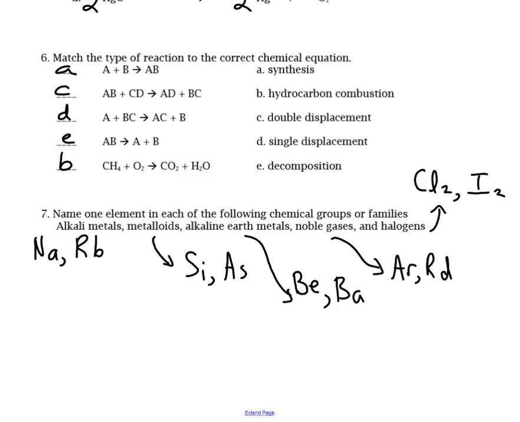So I've just given some representative elements for group 1, the alkali metals, sodium, rubidium. Group 2, the alkaline earth metals, beryllium and barium. Metalloids are the sort of staircase elements: silicon, arsenic. Noble gases are your group 8 stable elements: argon, for example, or radon, which is Rn, not Rd. And finally, the halogens, which are typically as elements diatomic, so chlorine and iodine as examples.